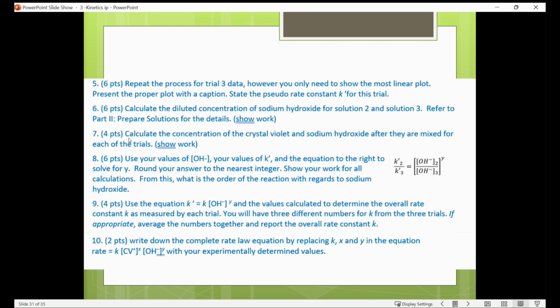Actually, this is what you do. We know this now, and we know the concentration from either trial 2 or trial 3, so we're able to solve for k. Now you just substitute the values into here, and that gives you your overall rate law. Then you have some post-lab questions that should be straightforward.